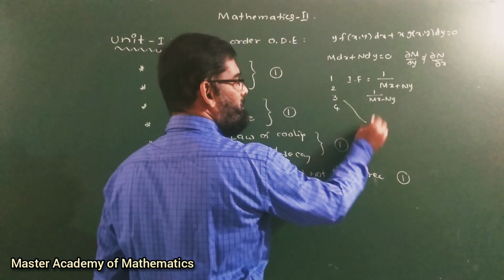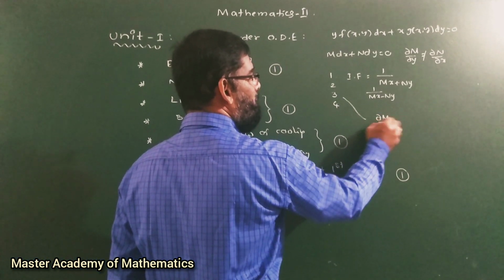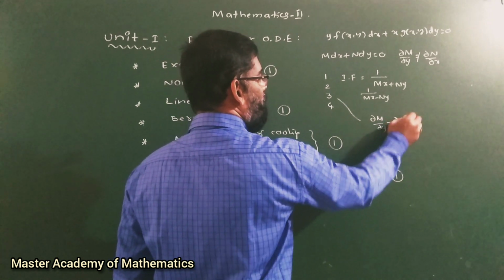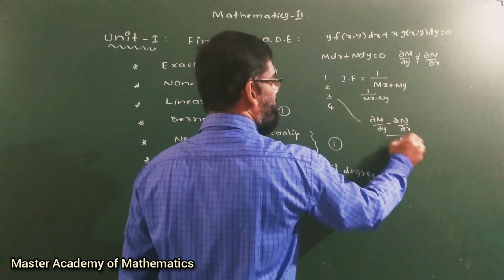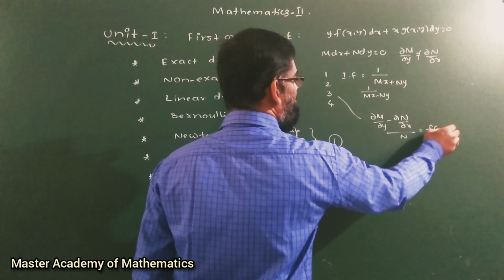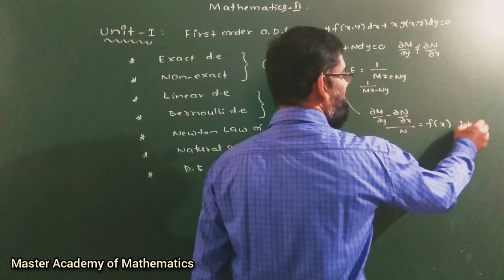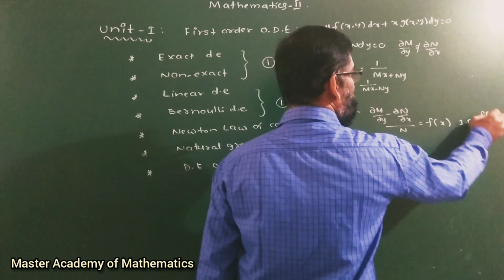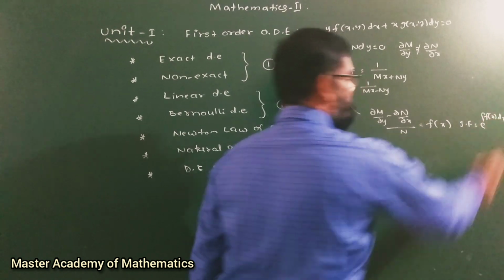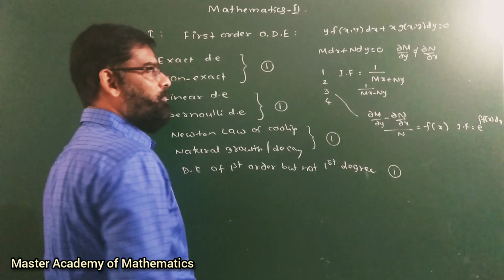The third method: you calculate dou M by dou y minus dou N by dou x, divided by capital N. That should give only a function of x. In that case, you can calculate the integrating factor, which is e power integral of f of x dx.